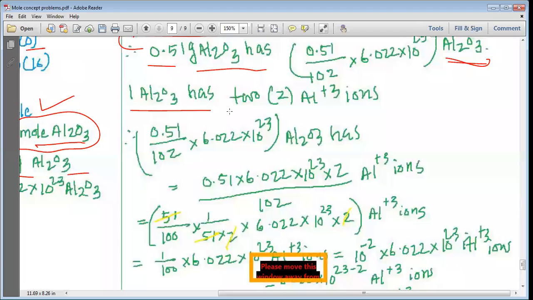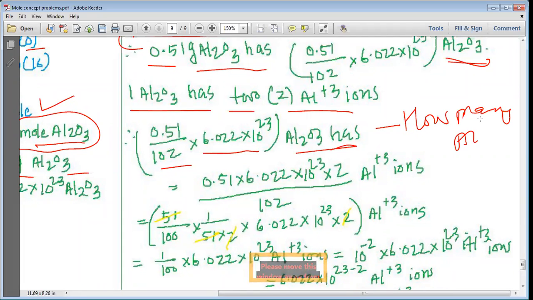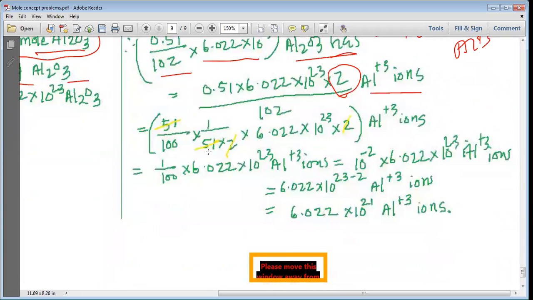We have seen that one Al2O3 has 2 Al plus 3 ions, and that is why 0.51 divided by 102 multiplied by 6.022 into 10 to the power 23 Al2O3 has how many Al plus 3 ions? So we can calculate the Al plus 3 ions as 0.51 multiplied by 6.022 into 10 to the power 23 divided by 102 multiplied by 2, because each Al2O3 has 2 Al plus 3 ions. For 102 we can write 51 multiplied by 2, and for 0.51 we write 51 divided by 100, and 6.022 and 2 we put as usual. By cancelling 51 with 51 and 2 with 2, we get 1 divided by 100 into 6.022 into 10 to the power 23.